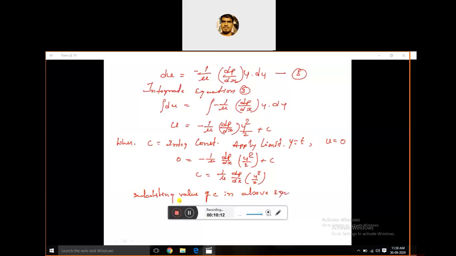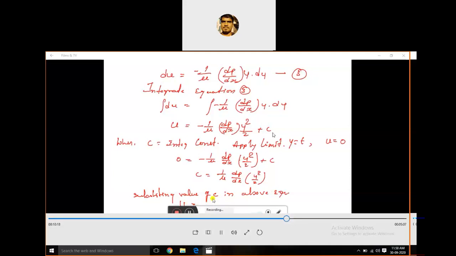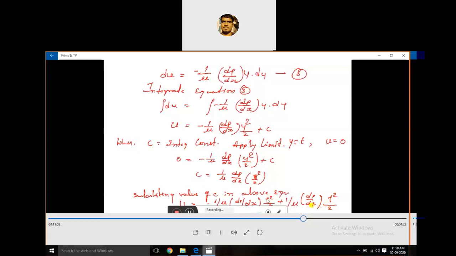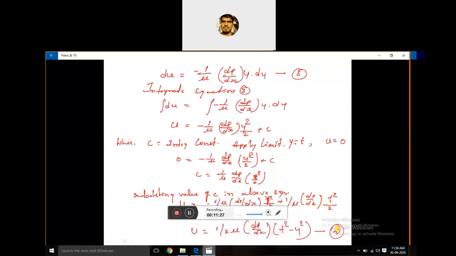So u is equal to minus 1 by mu dp by dx y square by 2 plus this c, means this value 1 by mu dp by dx t square by 2, and take the common factor outside, then the final u equation becomes u is equal to 1 by 2 mu dp by dx (t square minus y square). That is the final equation. Equation 4.